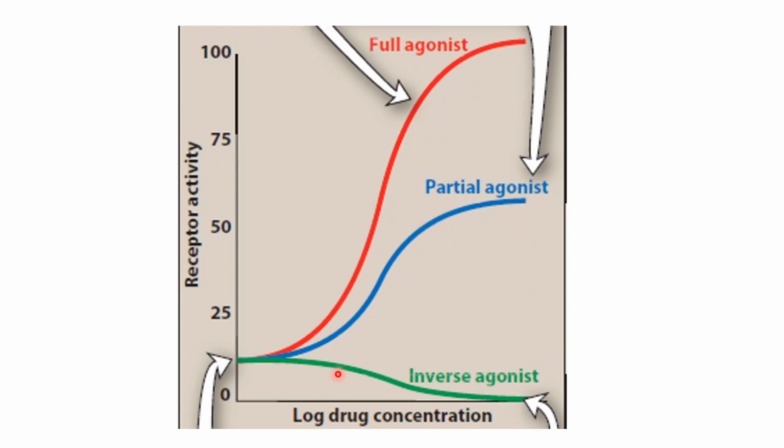And then there are also inverse agonists. Inverse agonists will lead to a decrease in the response of the receptor. And if you combine a full or partial agonist with the inverse agonist, then it will reduce the efficacy of the full or partial agonist.